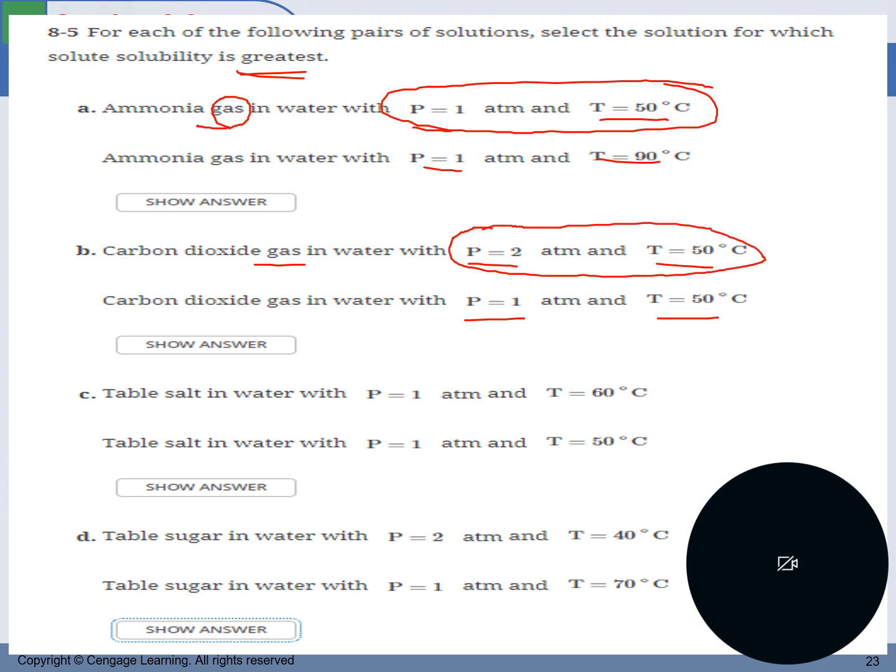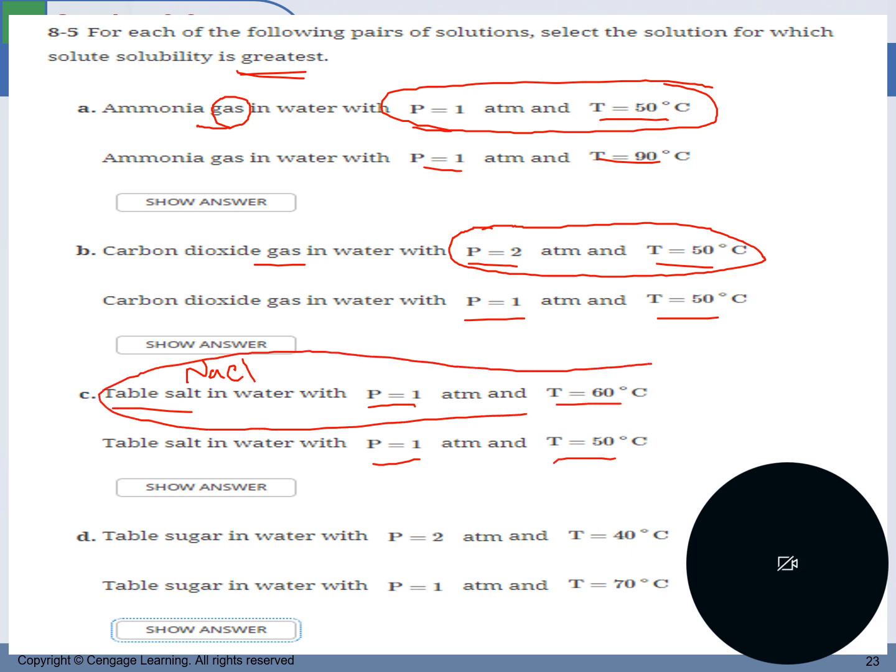Now we get to a solid. Table salt is a solid, it's NaCl. And we're going to dissolve it in water, and we're dealing with the same pressure but different temperatures, and this one seems to be a little bit higher, so we're going to say that table salt will be more soluble in this condition here.